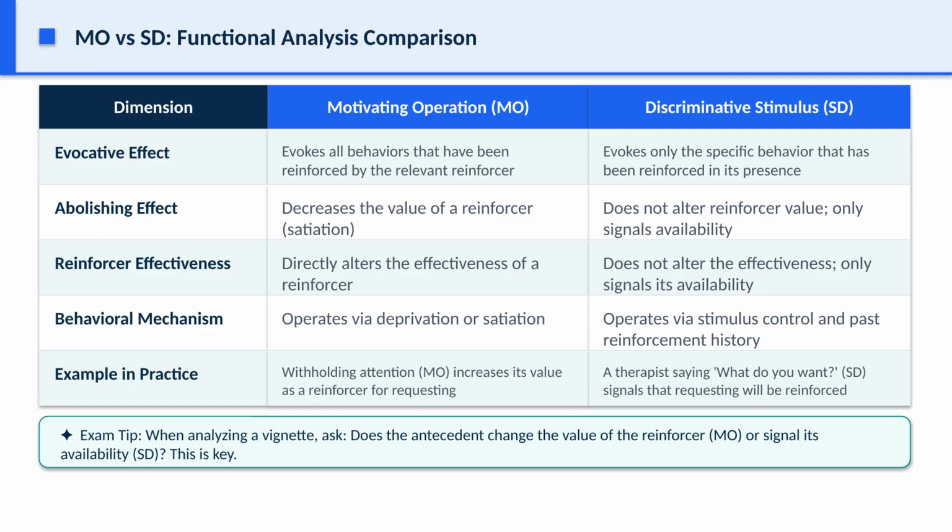On the exam, you might see a scenario where a client requests more when ignored. That's an MO at work. But if a therapist says, "What do you want?" and the client requests, that's stimulus control. Understanding these separate mechanisms, deprivation versus past reinforcement history, is essential for designing effective interventions.